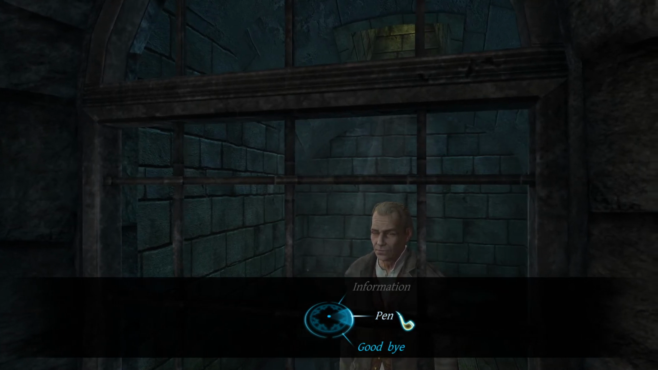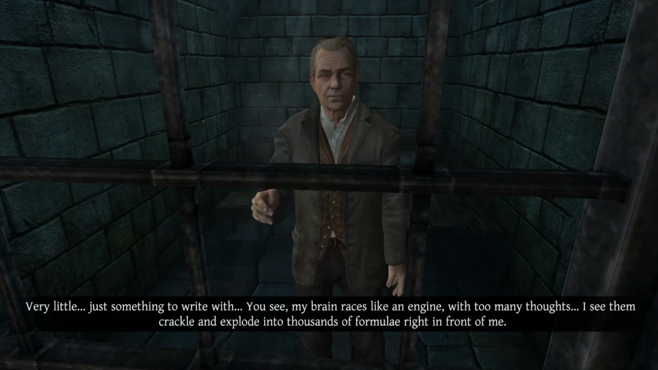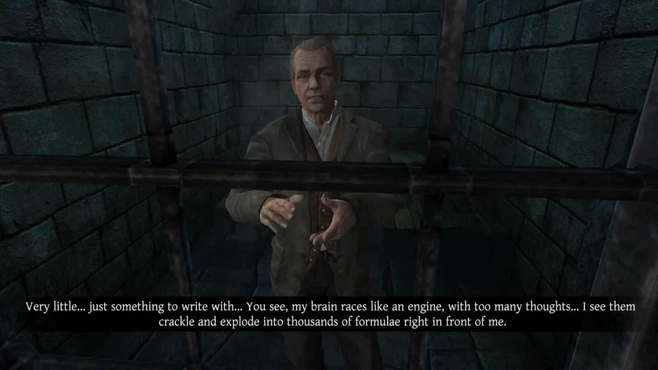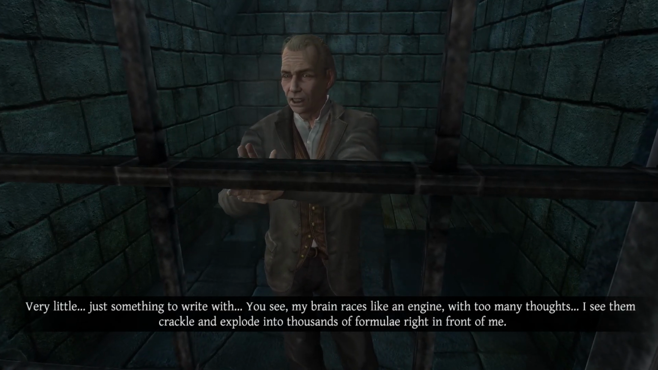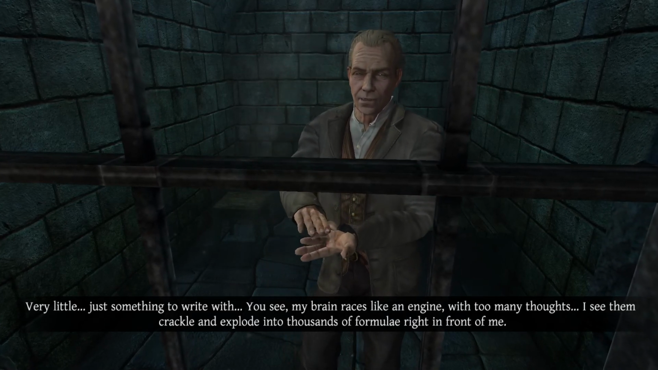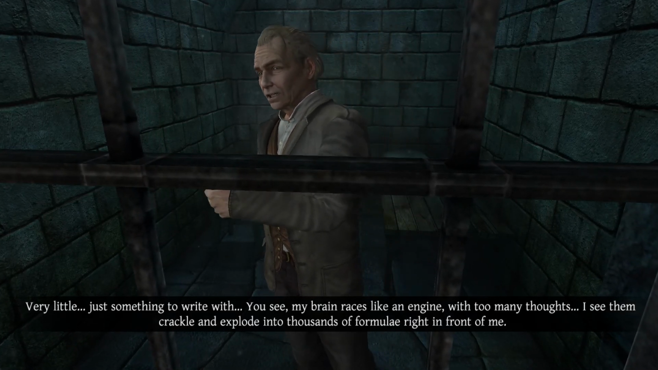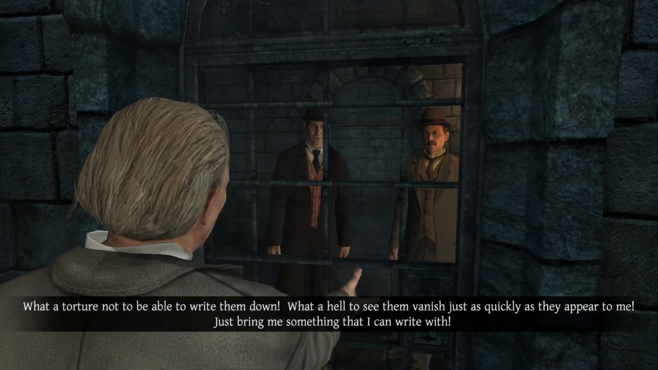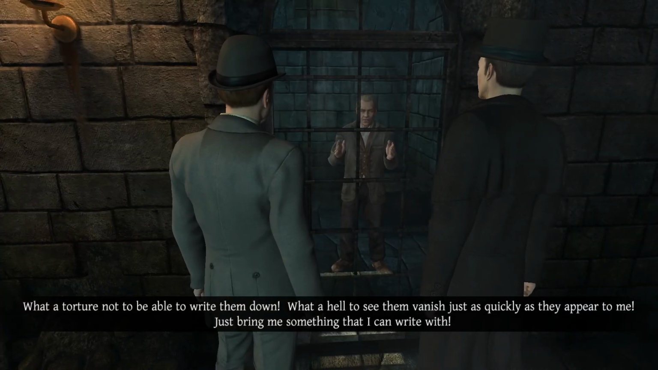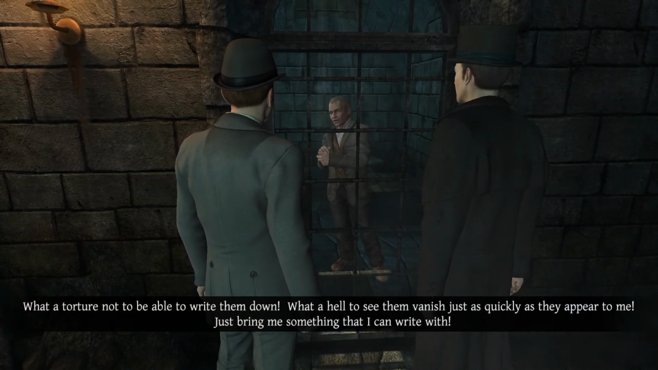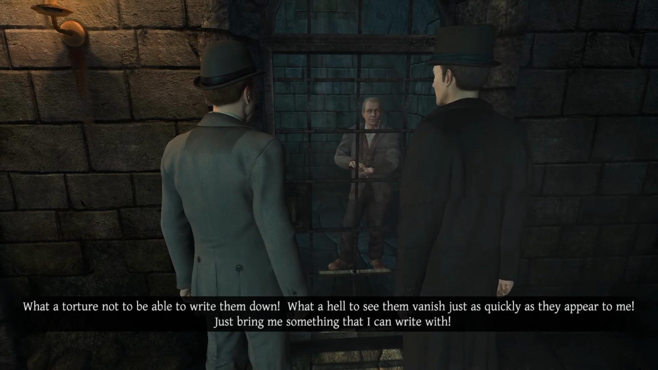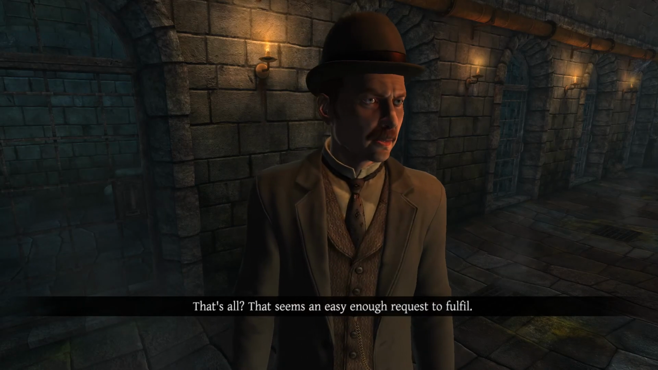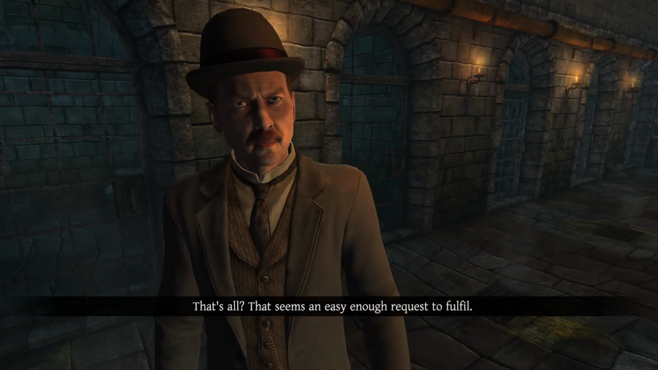What about pen? What pen? What do you need? Very little. Just something to write with. You see, my brain races like an engine with too many thoughts. I see them crackle and explode into thousands of formulae right in front of me. What a torture not to be able to write them down. What a hell to see them vanish just as quickly as they appear to me. Just bring me something that I can write with. That's all. That seems an easy enough request to fulfill.